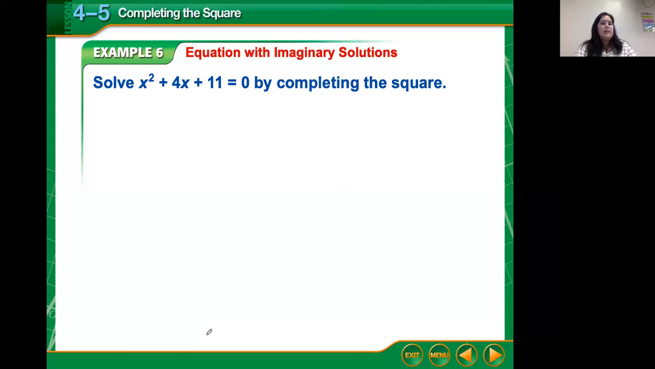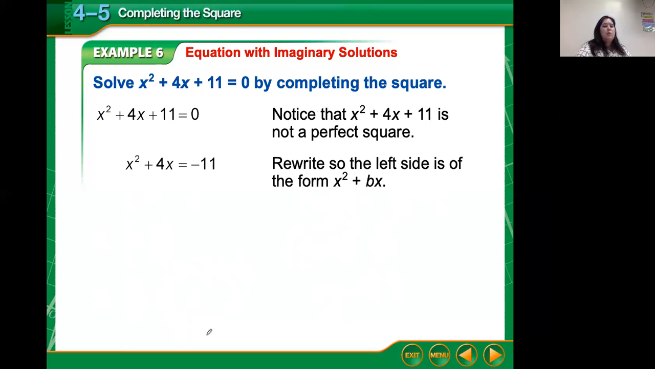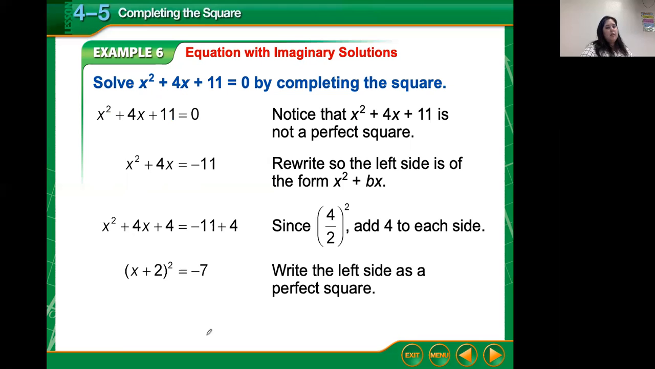All right, and for our last example, we have an equation with imaginary solution, meaning we will have i in our answer. So we have x squared plus 4x plus 11 equals 0. We're going to go ahead and solve by completing the square. So we're going to subtract 11 from both sides so that we have x squared plus 4x equals negative 11. We're going to take half of our b value, which is 4, so half of 4 is 2, and square it. 2 squared is 4. So we're going to add 4 to both sides. And we get x plus 2 squared equals negative 7.